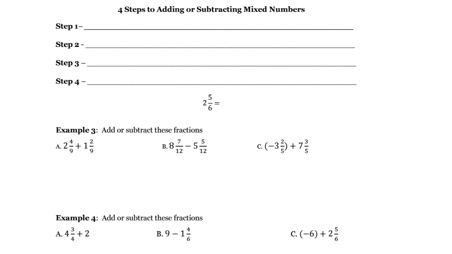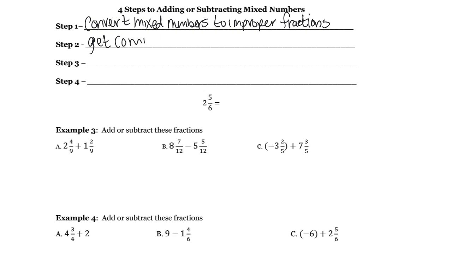All right. So let's talk about our steps first. Okay, so steps to adding or subtracting mixed numbers. The first thing we want to do is convert mixed numbers to improper fractions. Next thing we want to do is always find our common denominators. So we want to get common denominators. And then, just like before, once we have common denominators, we add or subtract our numerators.